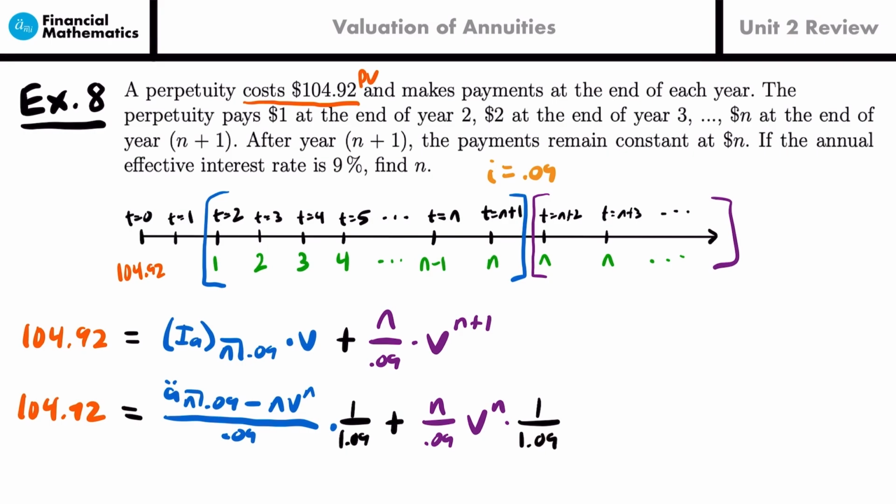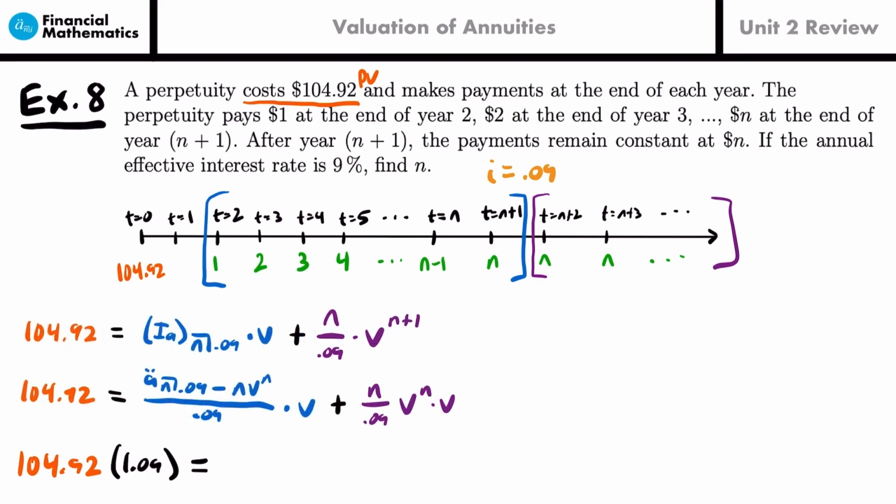So I'm going to do that here, but I'll leave the original v notation there and instead just move right into that next step where we'll have 104.92 times 1.09, and then we can just remove those present value factors from this side of the equation, okay? So we'll have a double dot n bracket 0.09 minus n times v to the power of n divided by 0.09, and that is added to n times v to the power of n. I'm just going to move v to the power of n into the numerator there, and we'll have n times v to the power of n divided by 0.09.